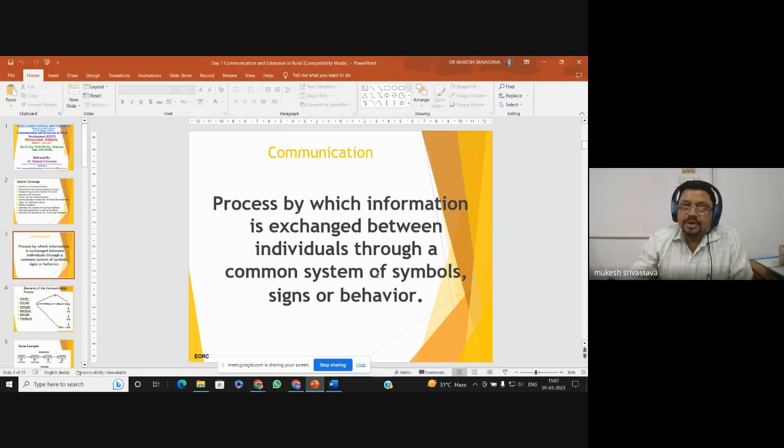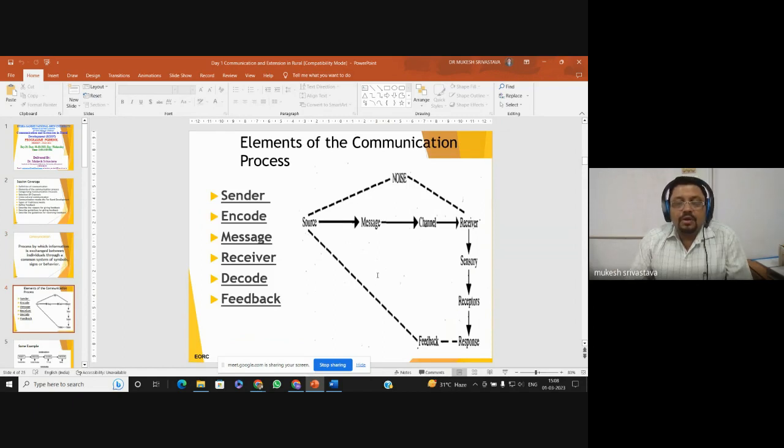If I am sitting in front of some person, I will tell him by my gesture, by my language, by my body posture, how I am behaving with him, what kind of information I want to share with him, what kind of data I want to share with that person. So this is a process of exchanging ideas and concepts using these symbols, signs, and behavior. These are the common systems, and this process is called communication. Now, what are the different elements when we talk about the communication process? There are basically six common elements: sender, encoding, message, receiver, decoding, and feedback.